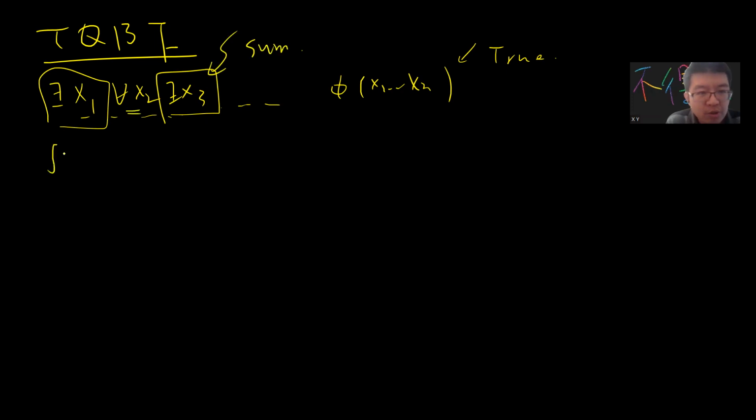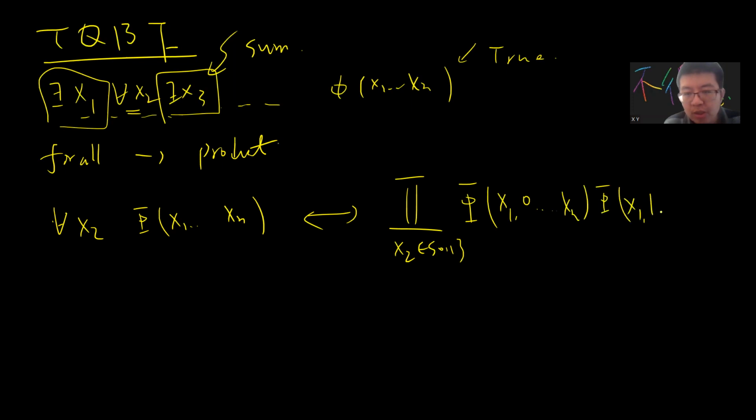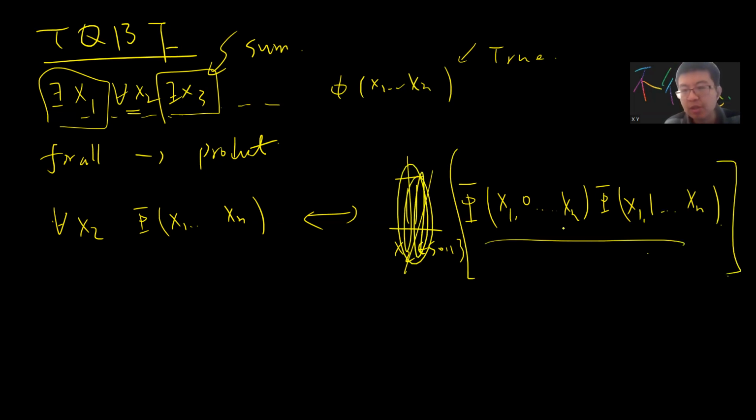So the idea is simple: for all should be replaced by product. This is super trivial. For example, if I want to say for all x2, phi of x1, x2, through xn, then I can replace it with the product over x2 in {0,1}, that is, phi of x1, 0, through xn times phi of x1, 1, through xn. Because if it holds for every x2, then it must be 1 times 1. Simply speaking, you just replace for all with the product.